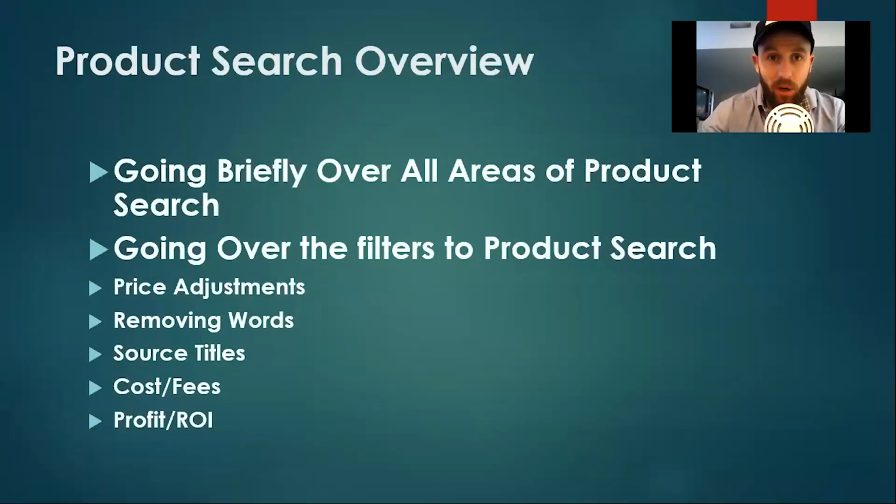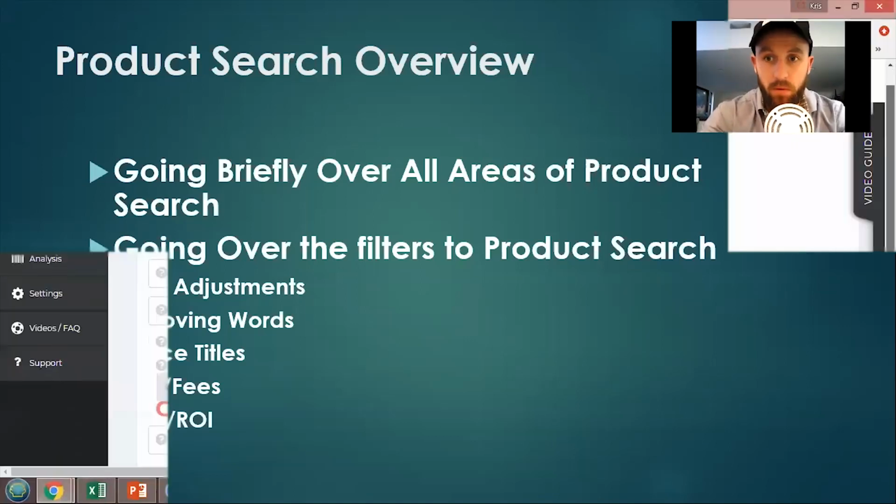In this video, we are going to be going over the product search overview. I'm going to be briefly going over all areas of the product search. I'm going to show you how to set up a scan, and we're going to be going over the filter section of product search. Now, unlike the filters we just used, these filters are going to be based upon store, and we can actually save our store filters depending on that store. So let me show you guys what I mean.